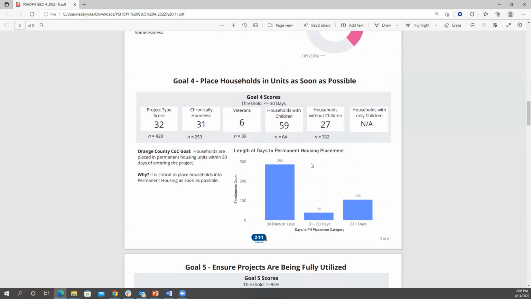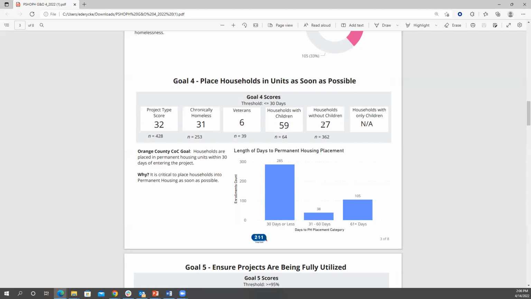Goal 4 is looking at the number of days it takes to place the client in a housing unit. So it's the number of days between the project start date and the housing move-in date. And you can see again for the subpopulations how each of them are performing individually.